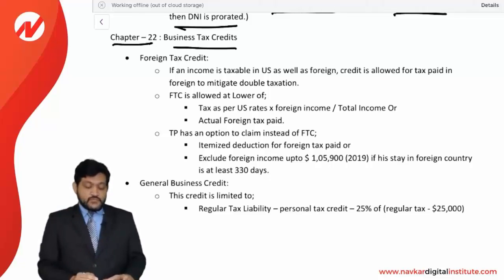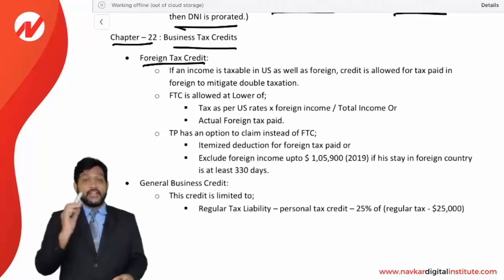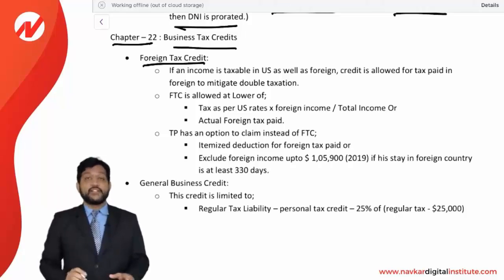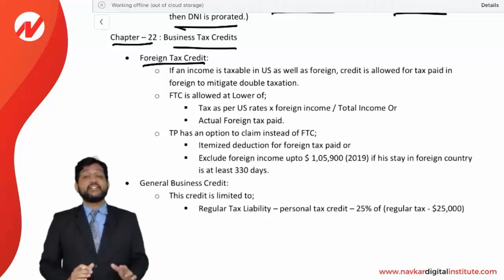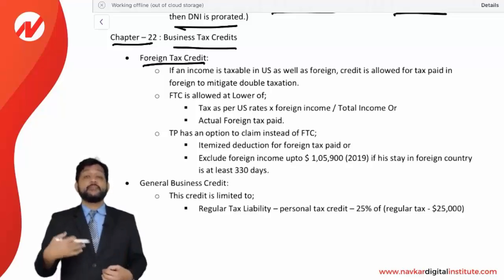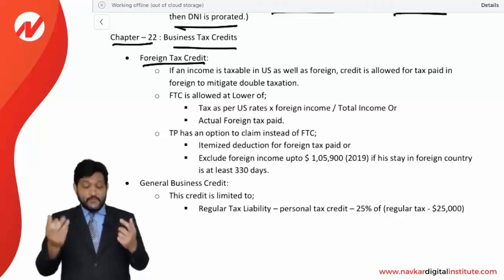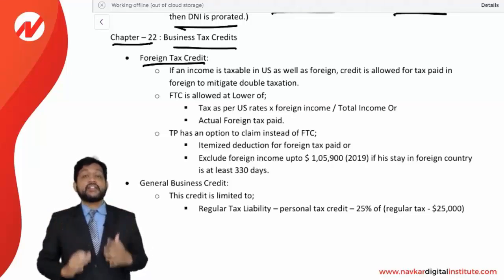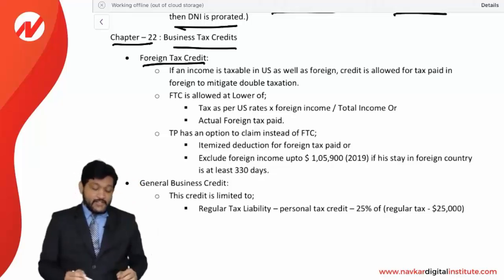The first credit is the foreign tax credit. Now what is a foreign tax credit? We had some initial discussion at the time of the taxation of foreign income. Foreign tax credit is nothing but when a person is paying tax on a particular income in the home country as well as in the foreign country. Whatever tax he has paid in the foreign country, for that he is going to get a credit in his home country. That is called the foreign tax credit. And how it is calculated, let's see.